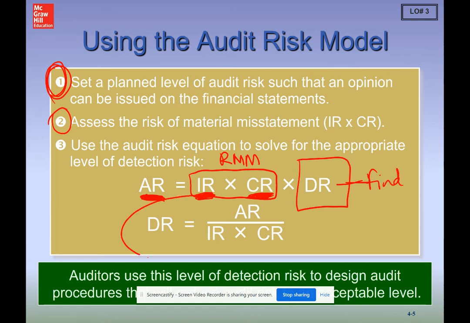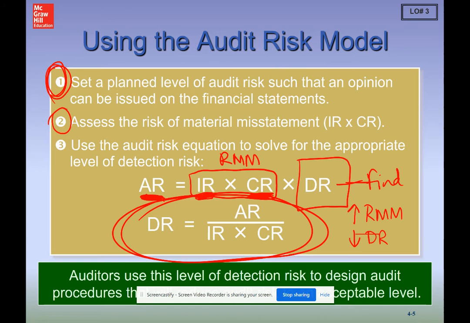And we find it right here by taking the audit risk that we set divided by the inherent risk times the control risk. What this means is that the higher the risk of material misstatement, meaning that we think there's a high risk that these financial statements are misstated, the lower our detection risk, meaning the more work that we're going to do in order to detect that material misstatement.